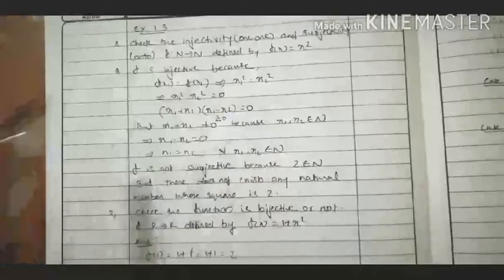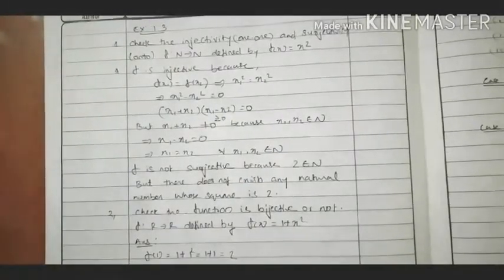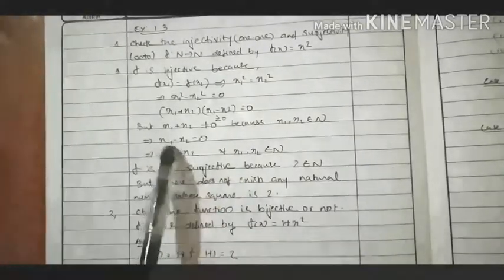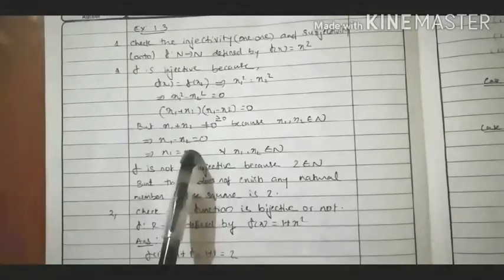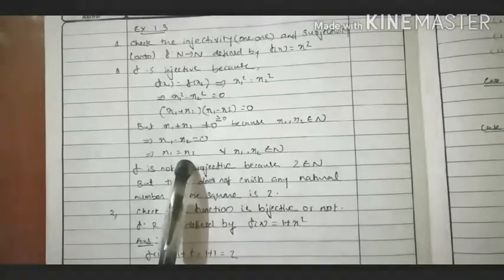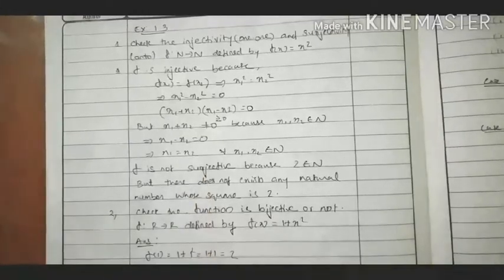of these two things is equal to 0, but here the first factor, that is x1 plus x2, is not equal to 0. So the only possibility is x1 minus x2 is equal to 0. That implies x1 is equal to x2. So it is satisfying the condition for 1-1.